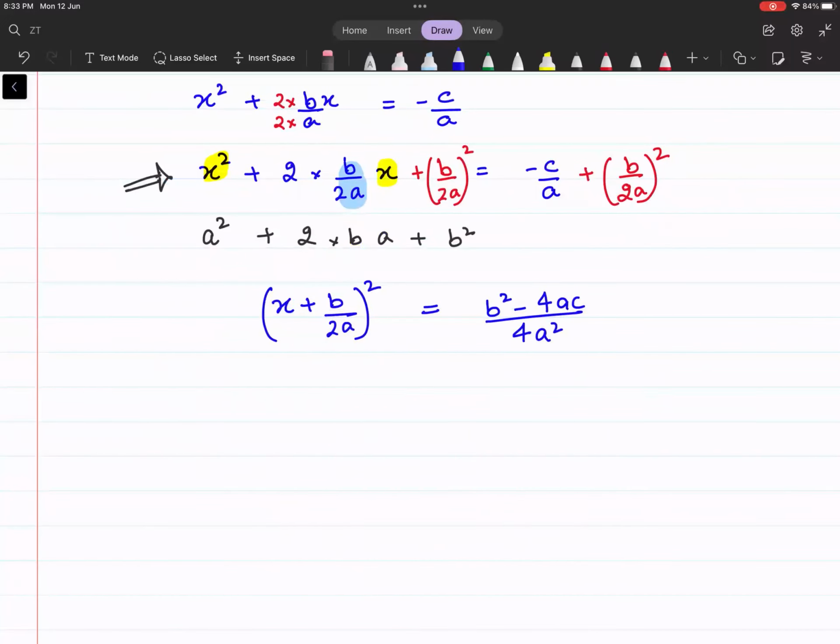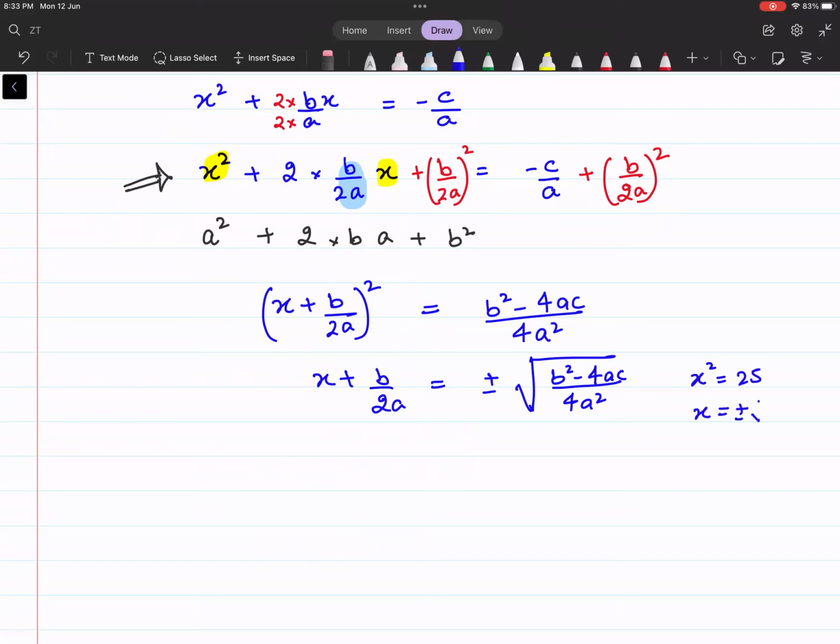Now on the left side, the square is there. So when it goes to the other side, it will become a square root, but plus minus will be there. So x + b/2a = ± √(b² − 4ac) upon 4a². So why plus minus? Because if I'm saying x² equals 25, then x is not just 5, it's ± √25. So x can either be 5 or −5.